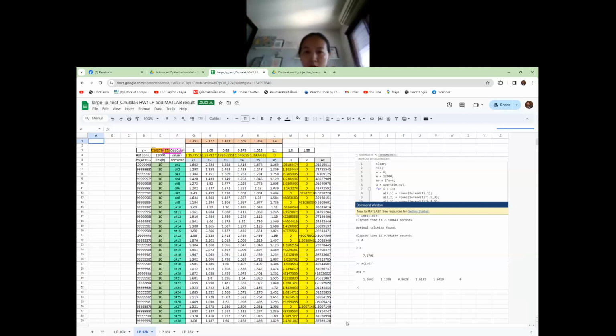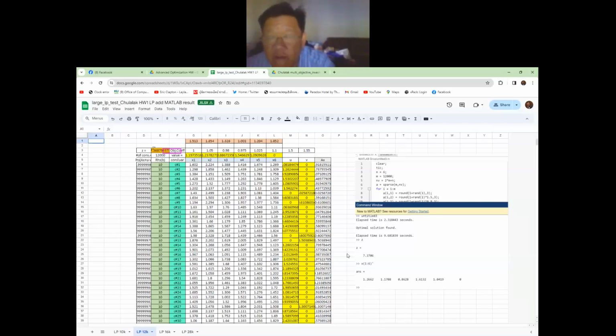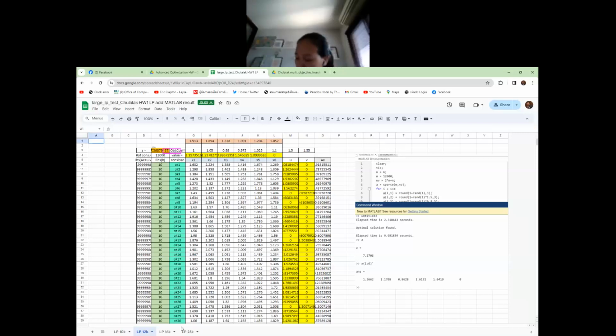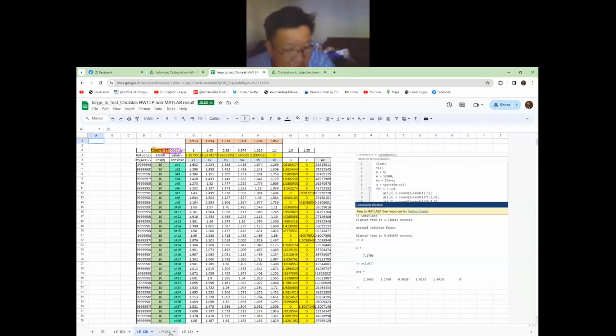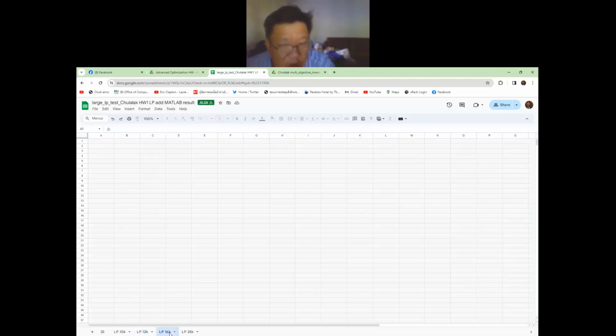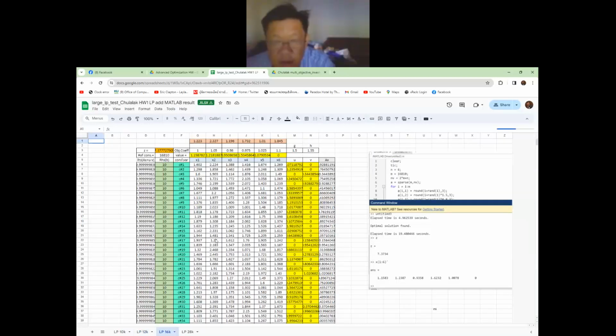In this situation that you saw on the screen, did you use OpenSolver or did you use Benders? OpenSolver, right, yeah, OpenSolver. So the OpenSolver result, this one is still OpenSolver. All of these are using OpenSolver, right? Yes. Okay, so that's it.